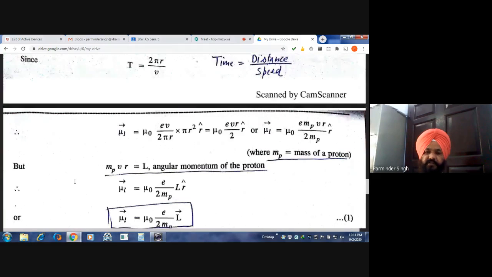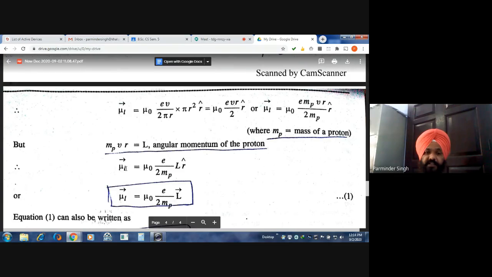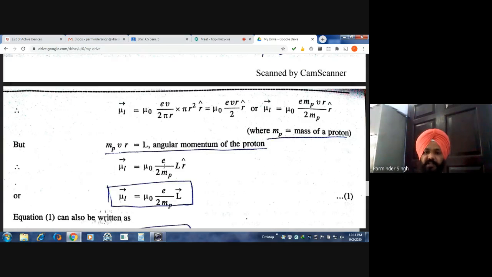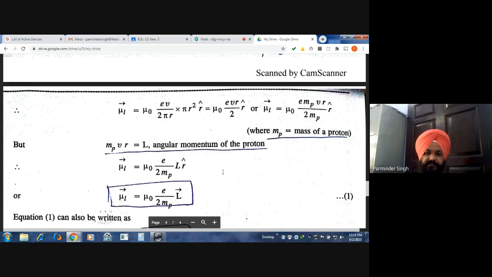So if we put the value of capital L is equal to mp v into r, we are left with the orbital angular momentum μL vector is equal to μ0 E by 2mp, capital L into r cap. Or in the vector notation, L into r cap is written as L vector. So in the vector notation it can be written as μL vector is equal to μ0 E by 2mp L vector.